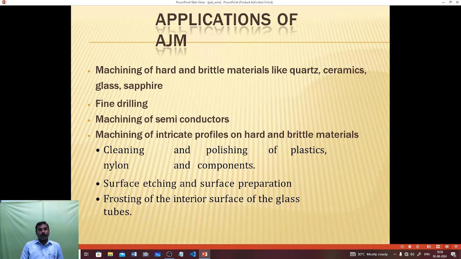Applications of abrasive jet machining: machining of hard and brittle materials like quartz, ceramics, glass, fine drilling; machining of semiconductors; machining of intricate profiles on hard and brittle materials; cleaning and polishing of plastics, nylon and components; surface etching and surface preparation; and frosting of the interior surface of glass tubes.